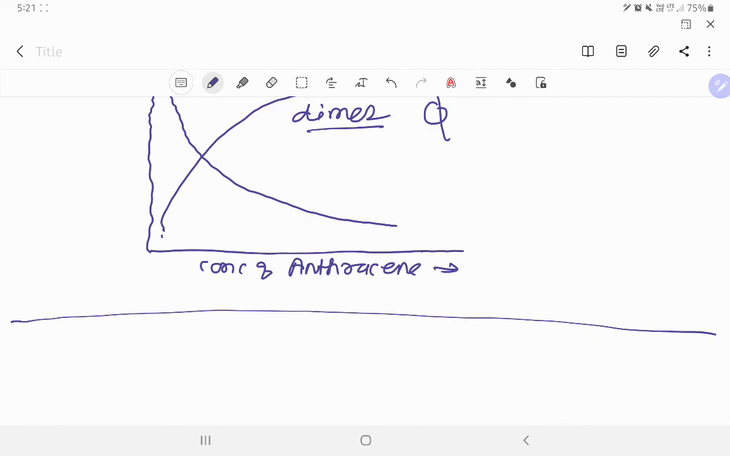In next lecture, we will see the actual photochemical process. What are the processes taking place after excitation? What happens after excitation of molecule? Processes taking place in excited state.